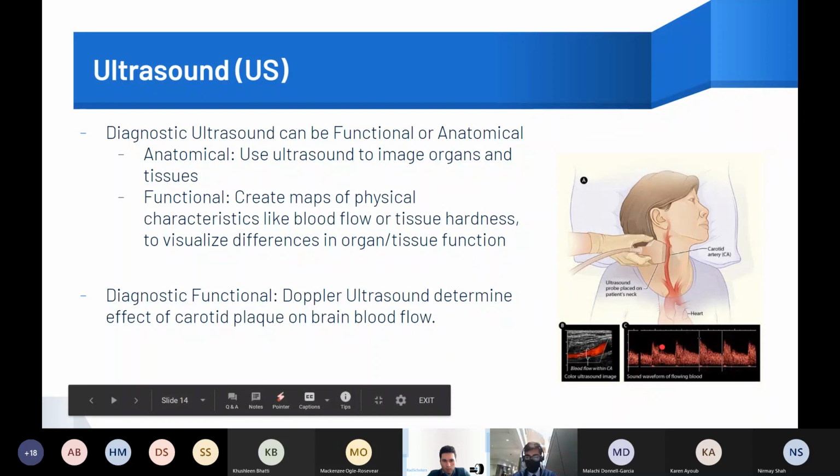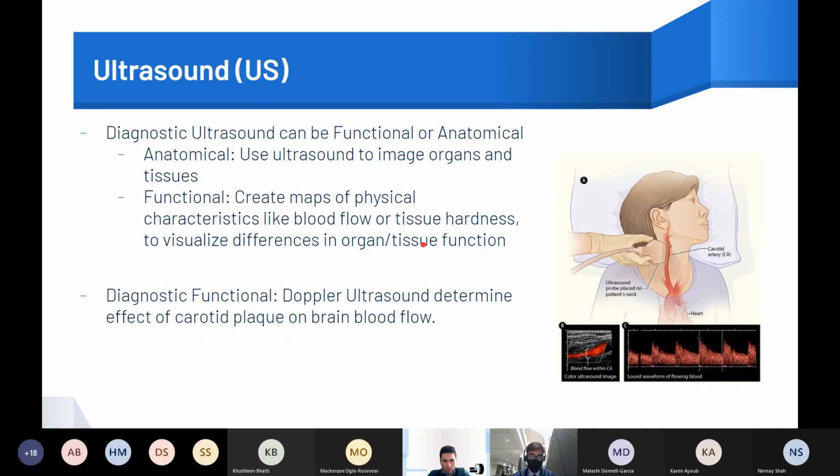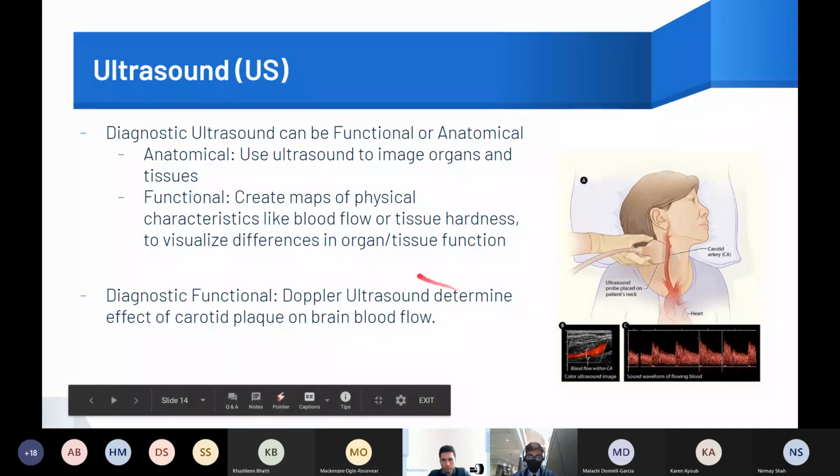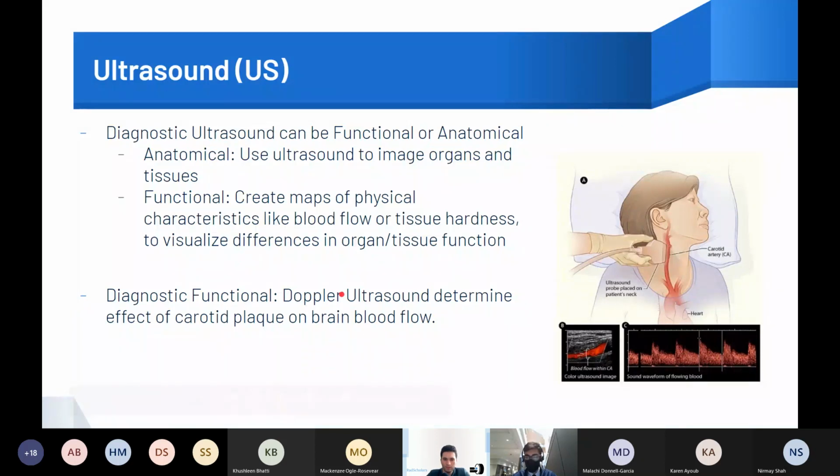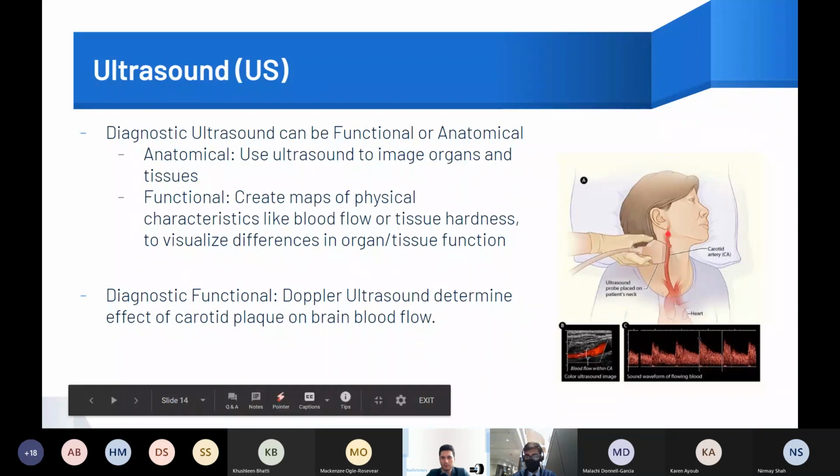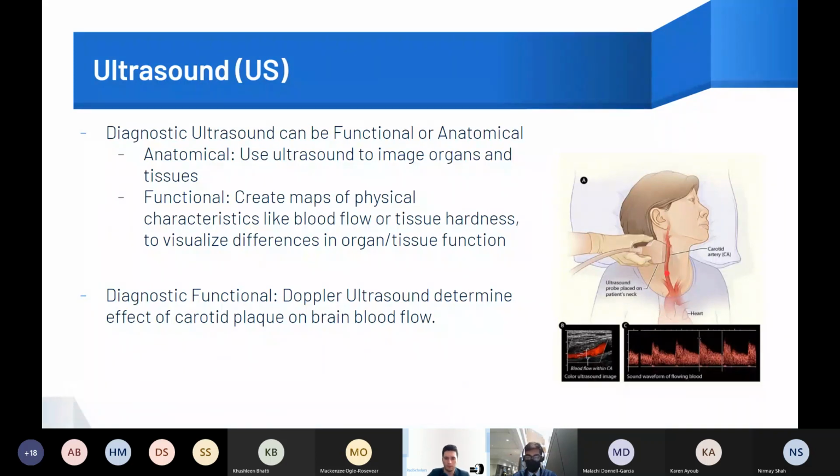And it shows you this waveform, systoles, diastoles, and how they're changing over time, which can also be important in research and in clinicians as well. And you can use something called Doppler ultrasound to determine the effect of, for example, a plaque in the carotid artery on brain blood flow. So essentially, it just tells you how the blood is flowing to the brain, how much is it, and how different it is from normal when you can compare it. So you can probably imagine the implications this has on research as well.